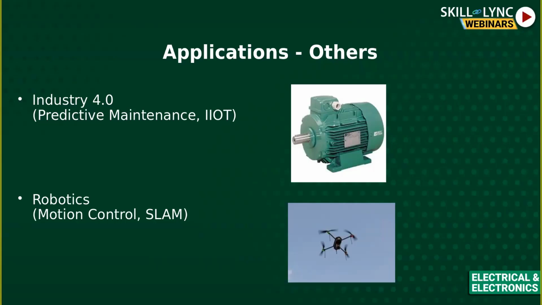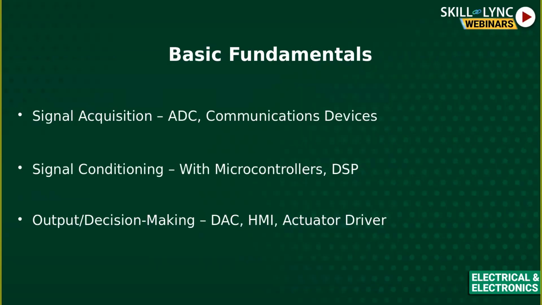So all that is accomplished with very sophisticated video processing or computer vision. So now let us try to dig deeper into some of the basic concepts of signal processing. Signal processing primarily consists of three main stages. First is the signal acquisition, then signal conditioning, and finally the output or decision making, which can be another signal or a decision.